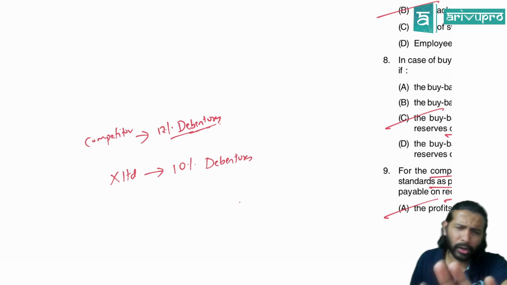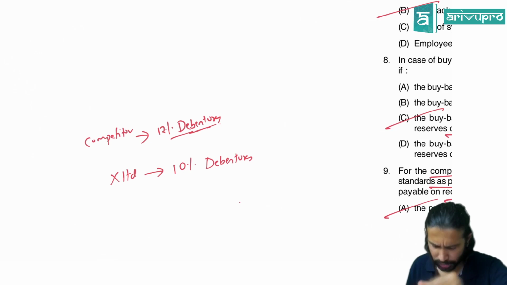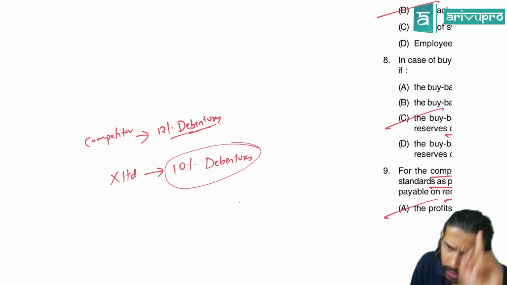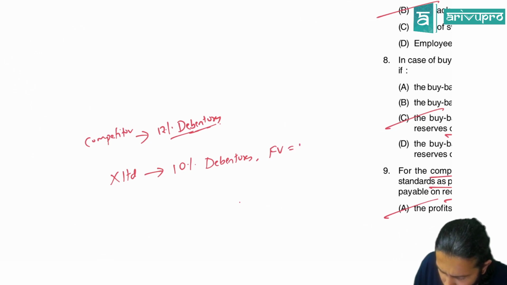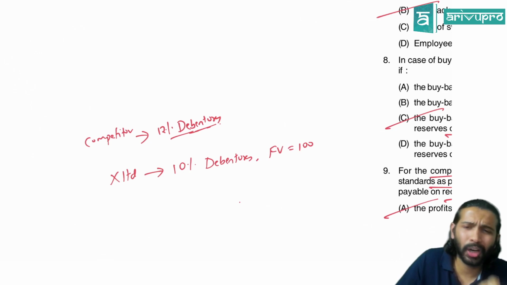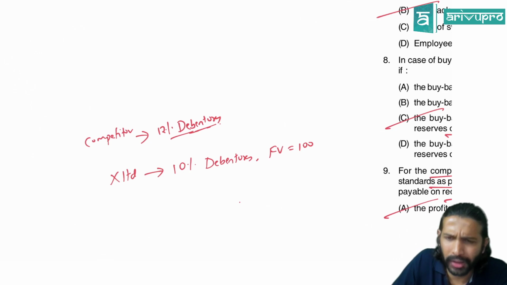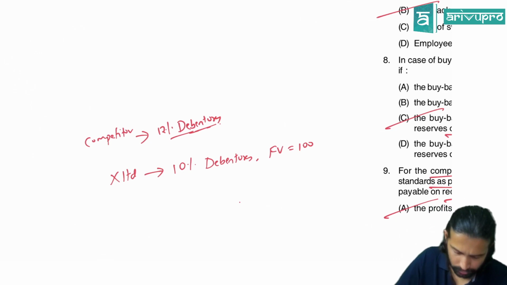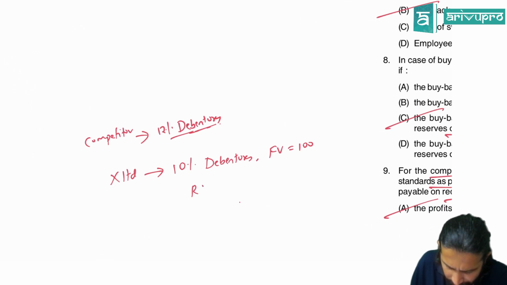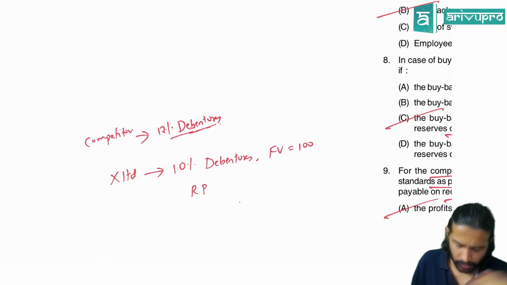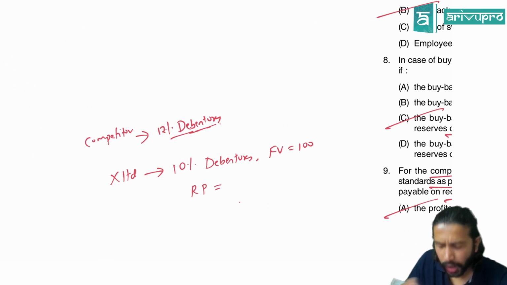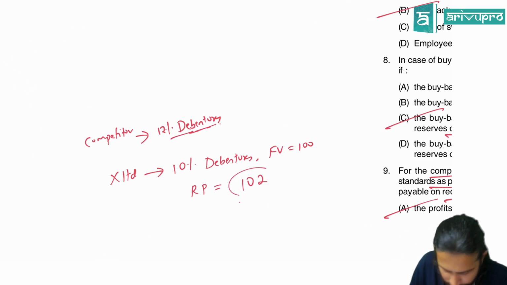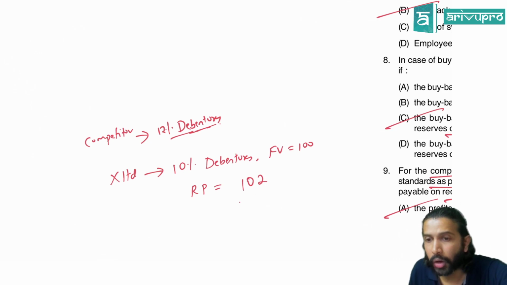X Limited told them, don't be in a hurry. Listen to me fully. This is just one option. I will give you 10% interest only. I will not change that. Let's say the debenture's face value is 100. When I redeem these debentures ultimately, it's a loan, right? The company will repay the loan at some point of time. That is what we call redemption. RP means redemption price. The company told the debenture holders, I will not pay you 100 rupees. I will pay you 102 rupees.